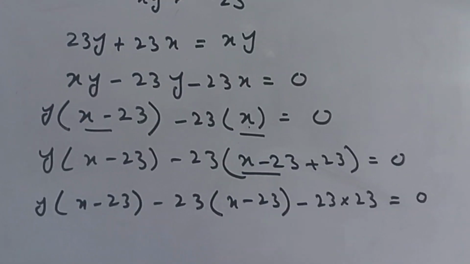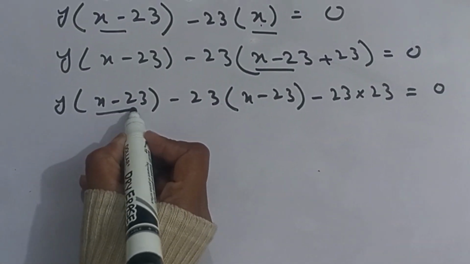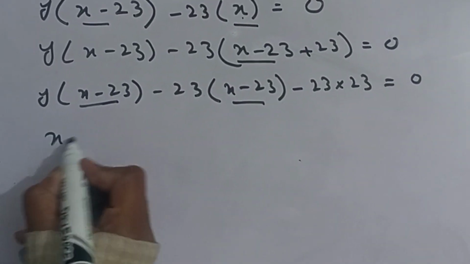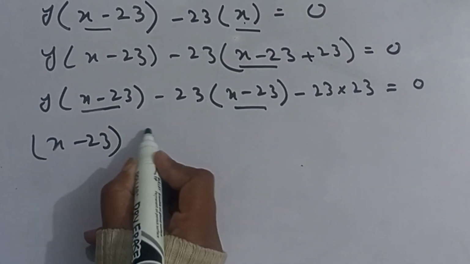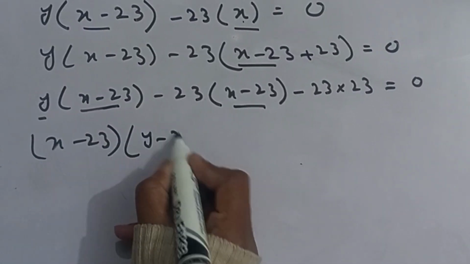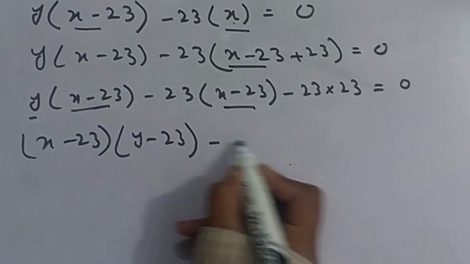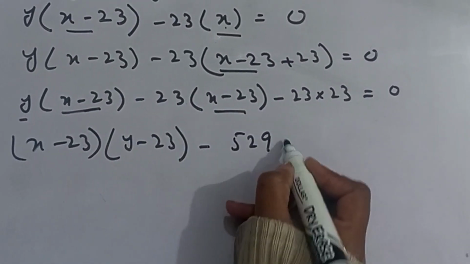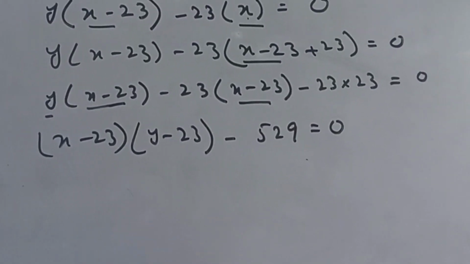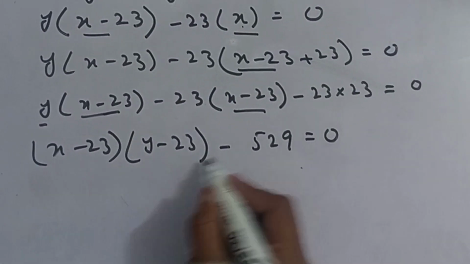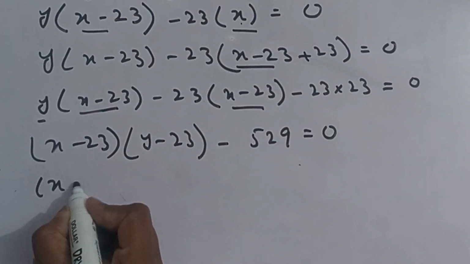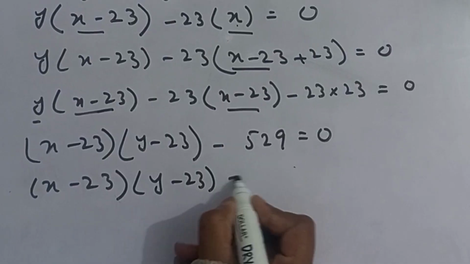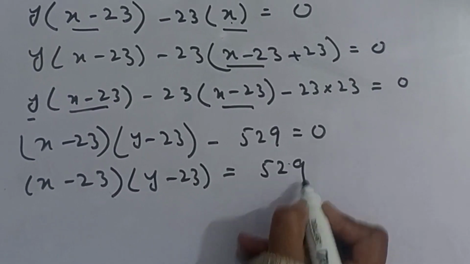It's equal to 0. Now look at this, this value and this value are the same. So we write this as (x minus 23) multiplied by (y minus 23), minus 23 multiplied by 23, which gives 529. It's equal to 0. In the next step we add 529 on both sides of this equation. Then we get (x minus 23)(y minus 23) is equal to 529.